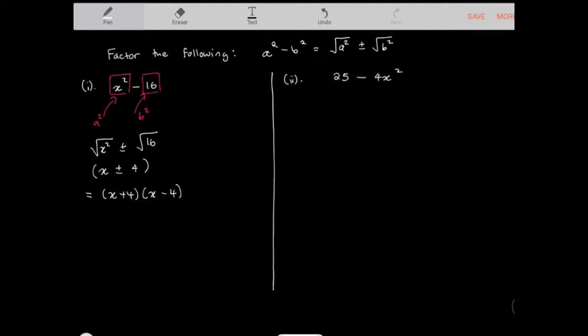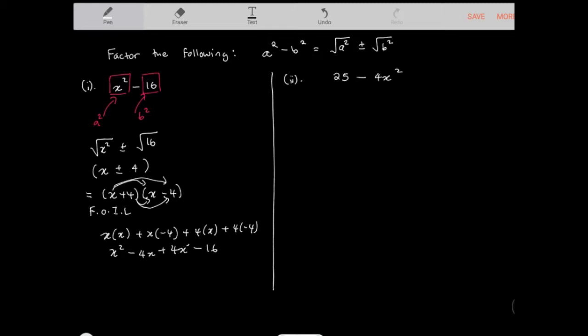And if you don't believe that this is the factor, you can actually expand it out using the FOIL method. If you expand it out, you can get back to the x squared minus 16. So I'm just going to do that really quickly. You get x times x plus x times negative 4 plus 4 times x and 4 times negative 4, and you can see that you get x squared minus 4x plus 4x minus 16. Then the positive 4x and the negative 4x cancel out, so you get x squared minus 16. So this method does in fact work.